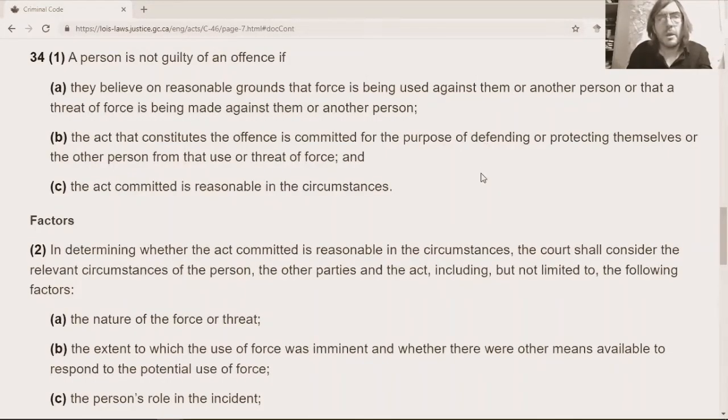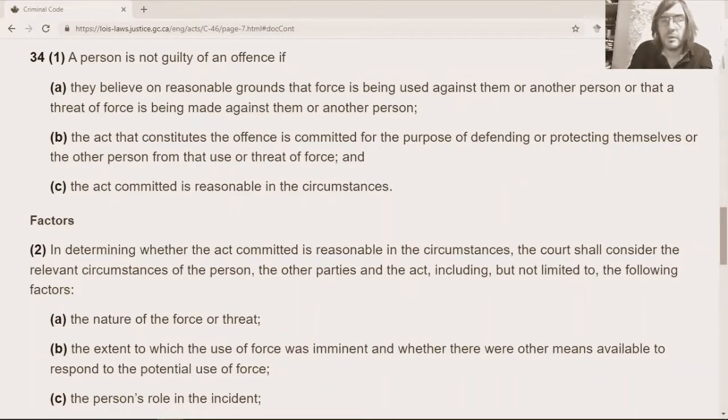In 2013, the self-defense and defense of person provisions in the Code were replaced by a new streamlined provision, the new Section 34. Here is Section 34 sub 1, and it states, a person is not guilty of an offense if A, they believe on reasonable grounds that force is being used against them or another person, or that a threat of force is being made against them or another person. B, the act that constitutes the offense is committed for the purpose of defending or protecting themselves or the other person from that use or threat of force. And C, the act committed is reasonable in the circumstances.